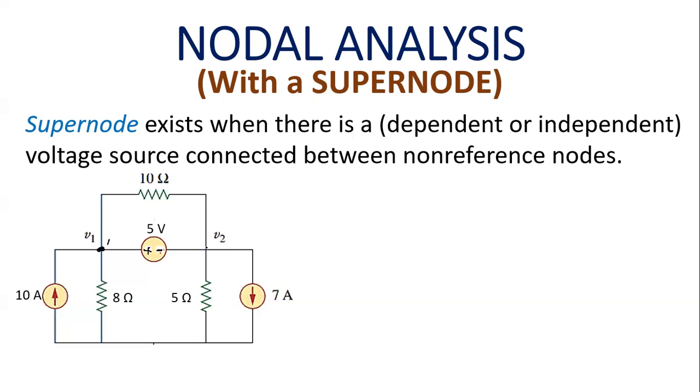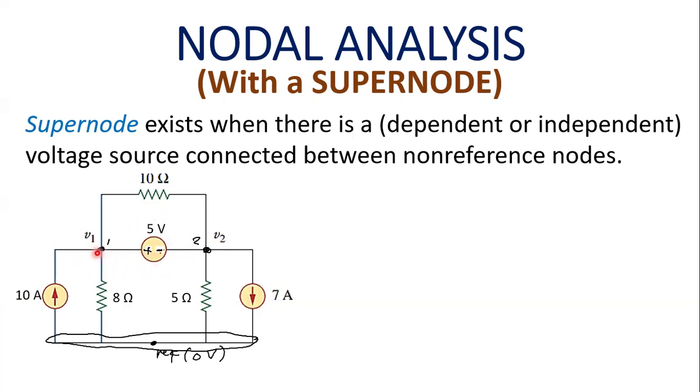This is node 1 and this is node 2. And at the bottom here is the reference node, which has 0 volts. All of these branches will be grouped into one node, which we call the reference node. And then if we look at nodes 1 and 2, there is this independent voltage source between them.